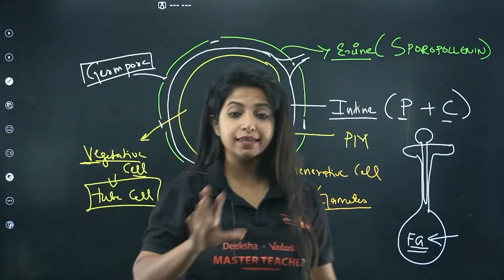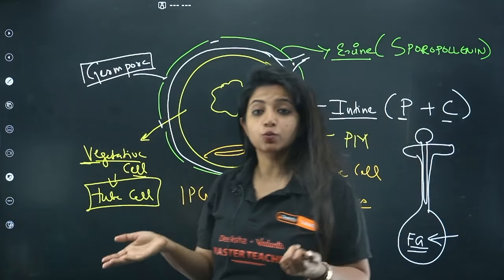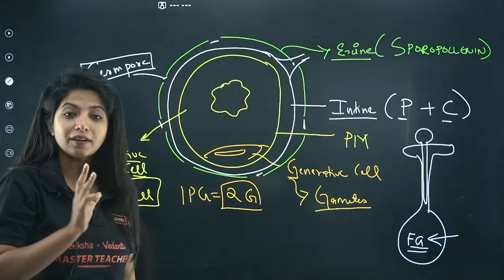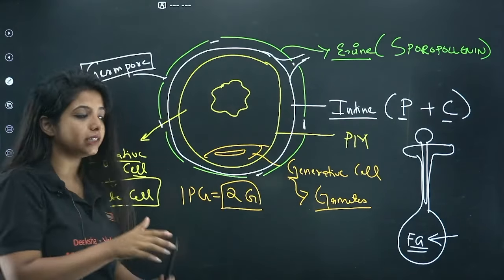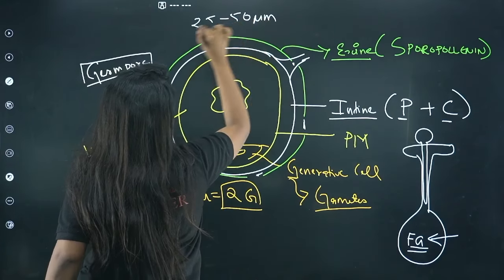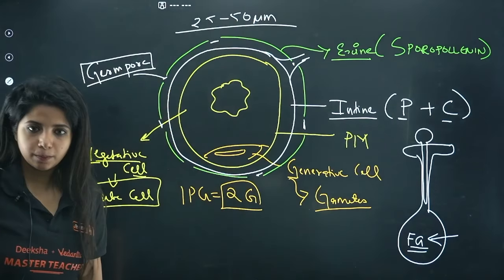You put alkali, acid, anything, it will be staying like that, which is why you can store pollen grains as fossils also. The diameter of this particular pollen grain is 25 to 50 nanometer. Got it? Now, one more very important thing.